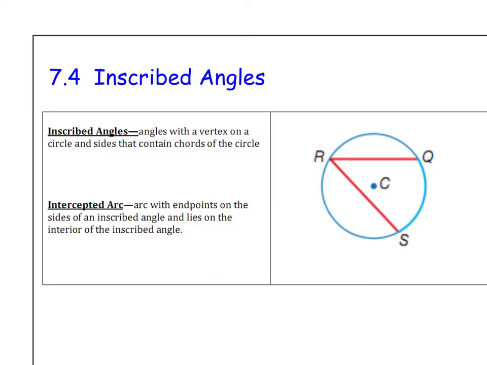Today we are going to do Unit 7, Lesson 4, and it's all about inscribed angles. An inscribed angle is an angle with a vertex on the circle and the sides are chords of the circle. You can see the red angle drawn on the circle over here.